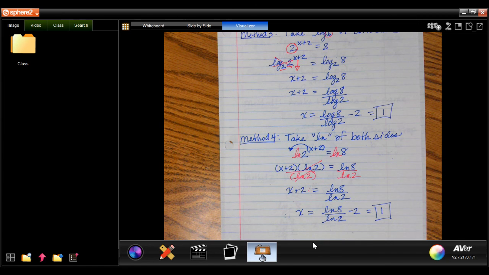So those are 4 methods, just as a review for anyone who needed that, of how to solve logarithmic equations.